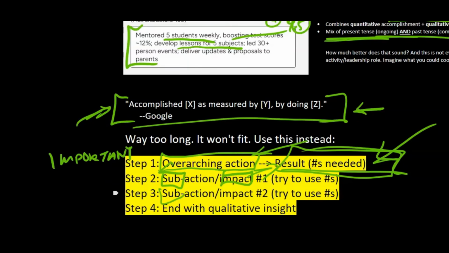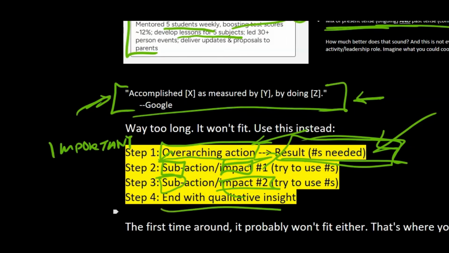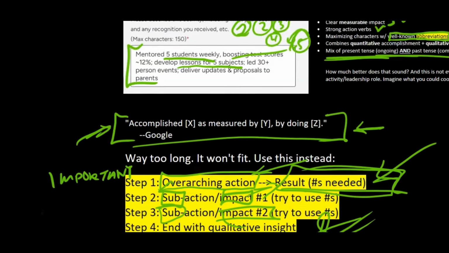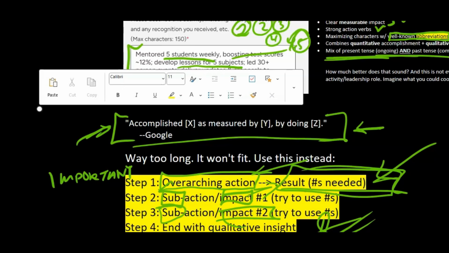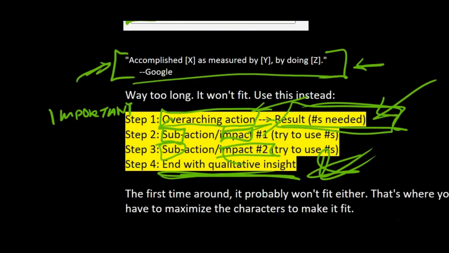And step 3 is the same thing. You want to have another sub-action or sub-impact. And then step 4, end with that qualitative insight that we talked about. Qualitative insight, something that doesn't have numbers. Now, if you have numbers, that's great. You can include it. But I would say for most people, having that qualitative insight is very helpful.